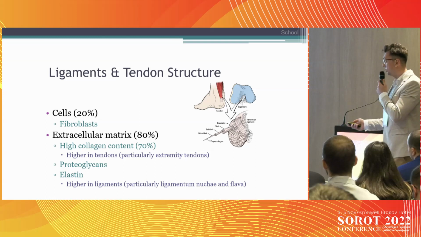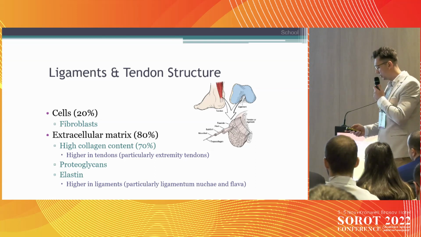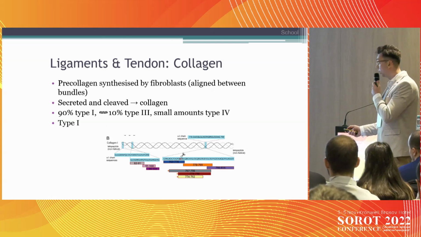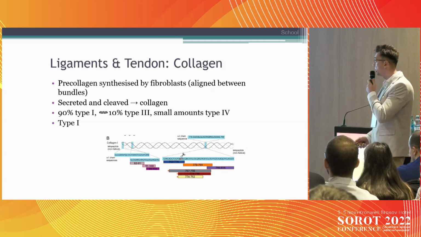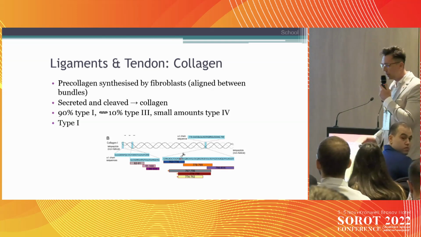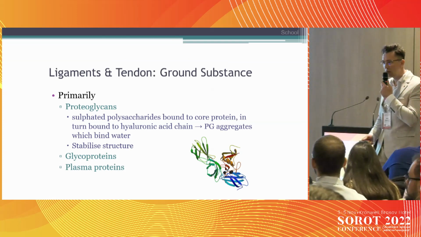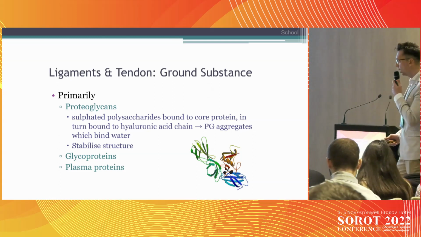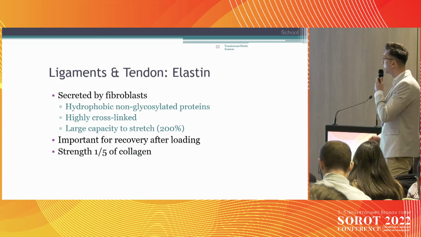Are built by the cells and extracellular matrix. And the extracellular matrix are collagen, proteoglycans, and elastin. Collagen is predominantly collagen type 1 in about 90%, collagen type 3 10%, and small amounts of collagen type 4. Proteoglycans connect the collagen with each other and aggregate in the contact with water and provide stability. There are also glycoproteins and plasma proteins.